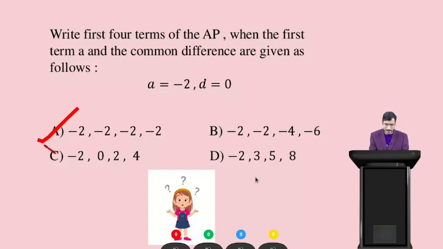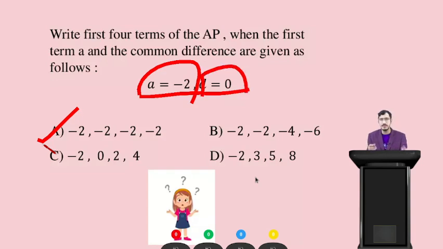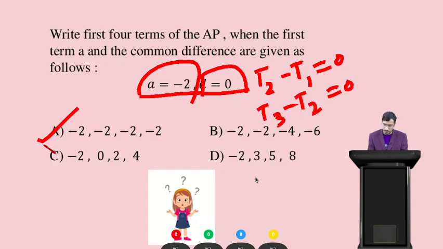Remember always, in this case you can see the first term is a equals minus 2, and the common difference is 0. That means the difference between two consecutive terms is 0. That means T2 minus T1 is 0, T3 minus T2 is 0. So in this case T1, T2, T3, T4, all terms are equal. So minus 2, minus 2, minus 2 and minus 2, that is an AP.